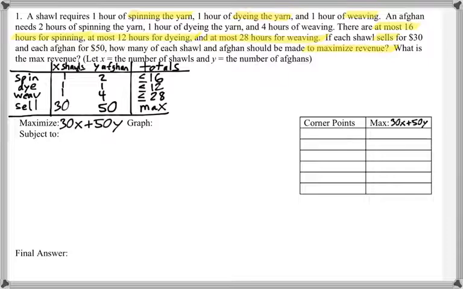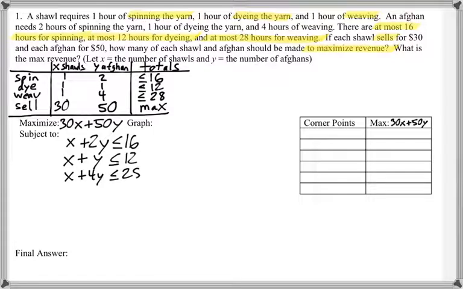So this first one is going to be 1x plus 2y is less than or equal to 16. And whenever it's a 1, we don't actually need to put the 1. So x plus 2y is less than or equal to 16. The second one is x plus y is less than or equal to 12. And then the third one is x plus 4y is less than or equal to 28.